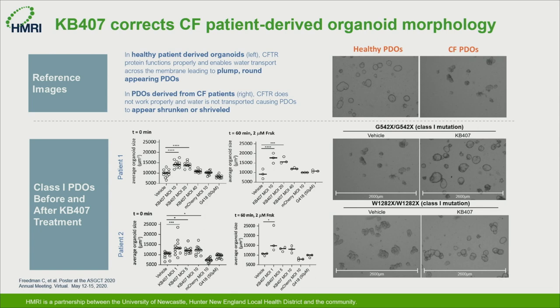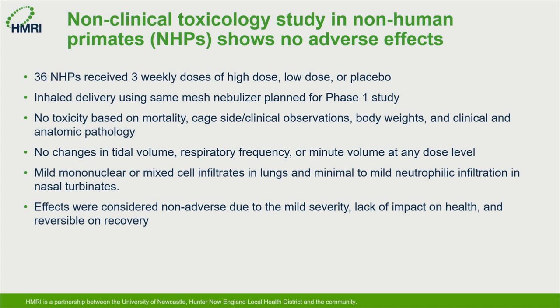So these organoids have been derived from two individuals with class 1 mutations, and you can see on the right here the vehicle and then the KB407 gene transfer, and you can see an obvious change in the swelling assay, at least showing functional restoration in these organoid models. And non-clinical studies in non-human primates have also shown no significant adverse events and demonstrated proof of concept.